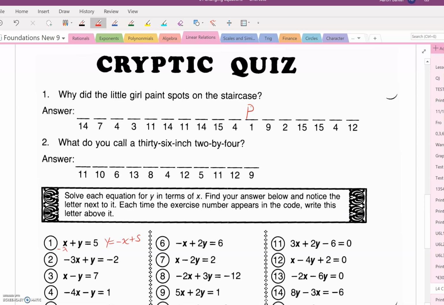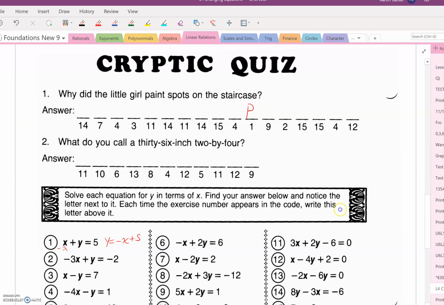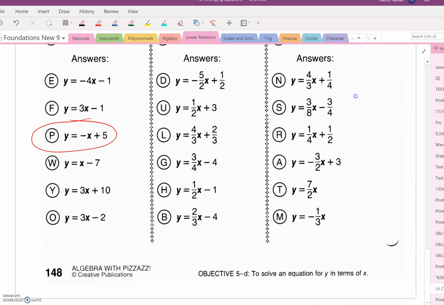Okay, so you've got to do your cryptic quiz, and then you'll get 2 phrases. They're not funny, they're just phrases. All right, any questions, let me know.